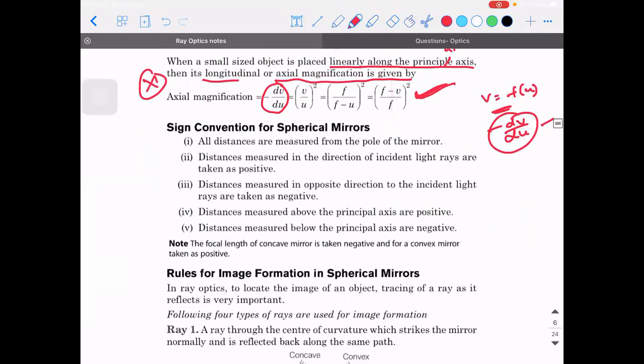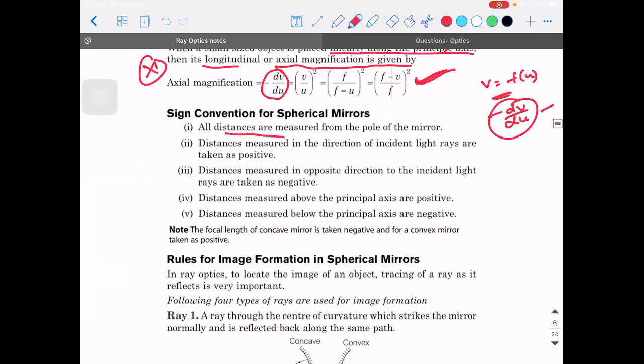Okay. So sign convention, you guys know, no? All the distances are measured from the pole of the mirror. Pole is considered as the origin. Similarly, distances measured in the direction of incident ray are taken as positive. I generally don't follow this, okay?